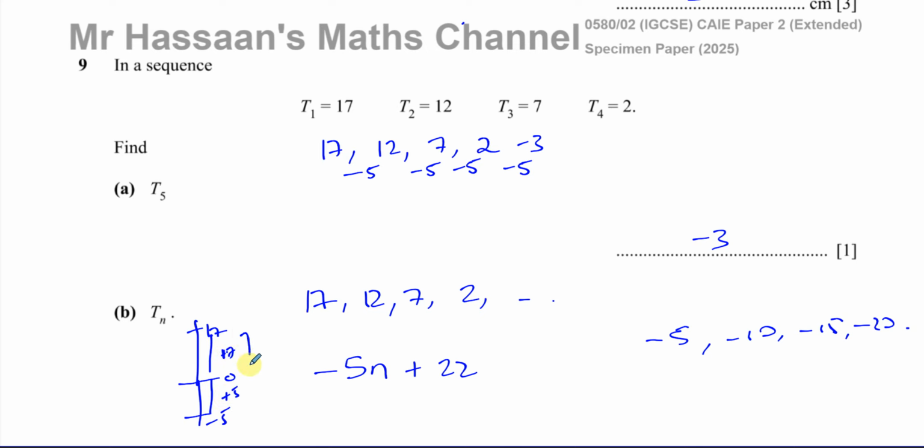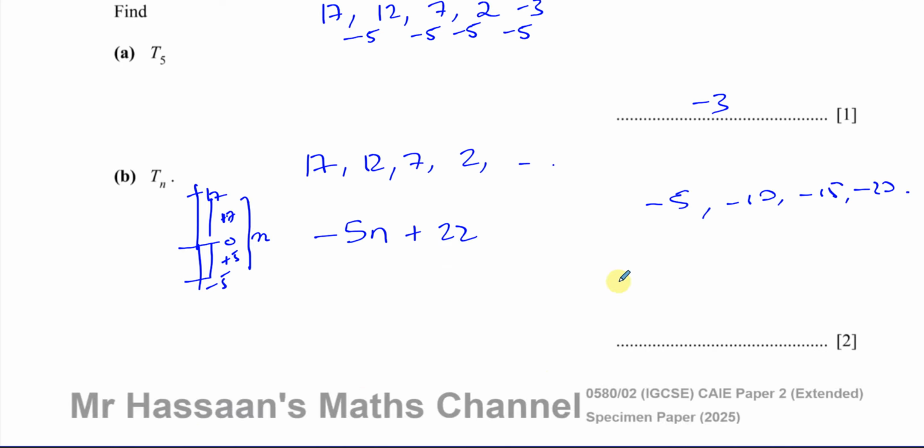Now we can write the answer as -5n plus 22, or we can write the answer as 22 minus 5n. Both of those are fine. And if you want to make sure, you can test your answer. For example, let's choose the fourth term. T4 we know is equal to 2. But if we use this formula for T4, instead of n we're going to put 4. So it's 22 minus 20, which is 2, so we can see that that works. So we know that that is the correct answer.